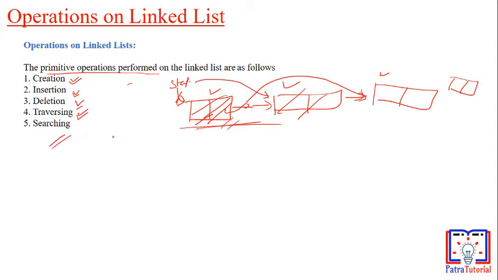And searching means what? You need to find whether a particular element is present in the linked list or not. One linked list will be given to you of size 10, 20, 30, or it can be 100, 200, something like that, and one searching element will be given. You need to find whether that searching element is present in that linked list or not. So how to perform all these operations we'll be discussing one by one in the subsequent videos.